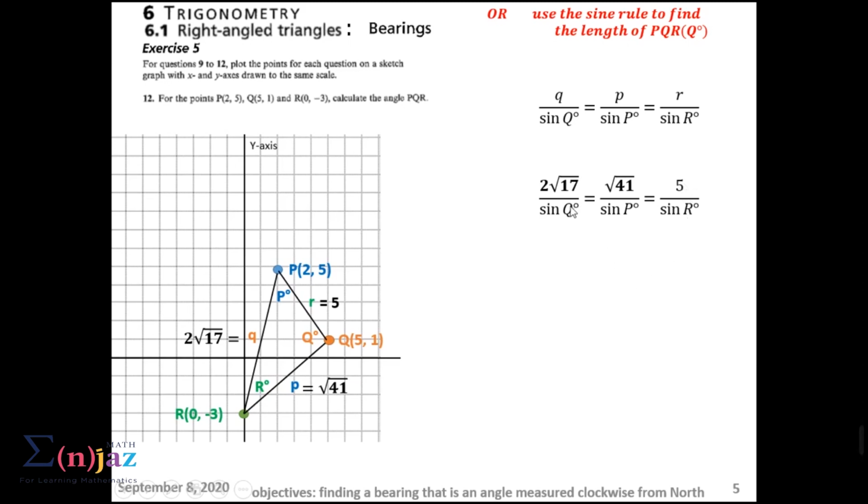As you can see here, if I take the first two fractions together, I have two unknowns, Q and P. So this equation cannot possibly be solved. And if I take the second two fractions, I have P and R as unknowns, and again two unknowns, so the equation cannot be solved. So we can't use the sine rule in this case to find the missing angles.